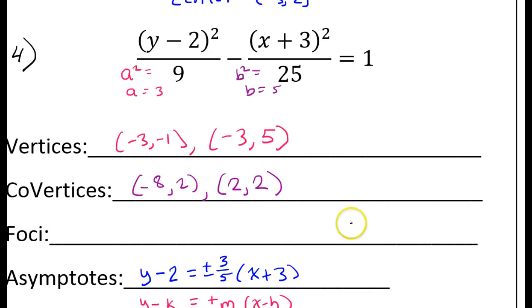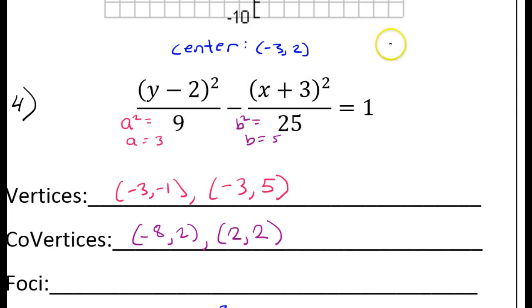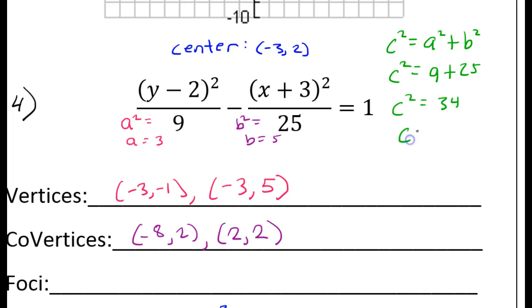For the foci, we will need the c value. So remember that for a hyperbola, c squared is equal to a squared plus b squared. For an ellipse, this was minus. So these are sort of opposites. For the equation that has a minus in it, this is a plus. For the equation that has a plus in it, this is a minus. Anyway, c squared will equal 9 plus 25, because that's a squared plus b squared. So that's going to be 34. So c is equal to the square root of 34.